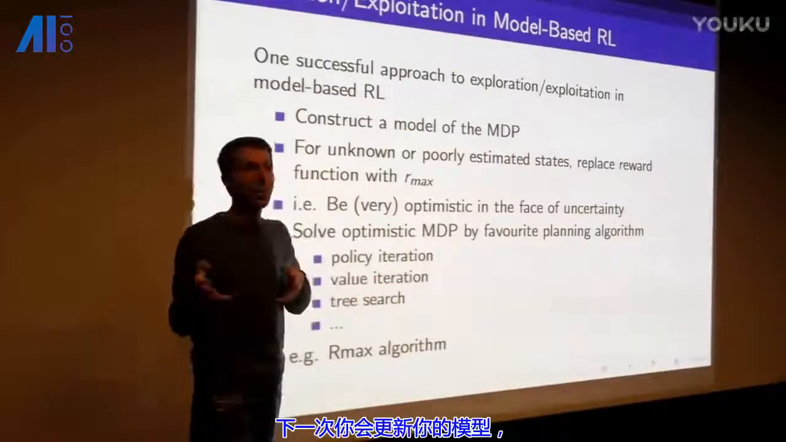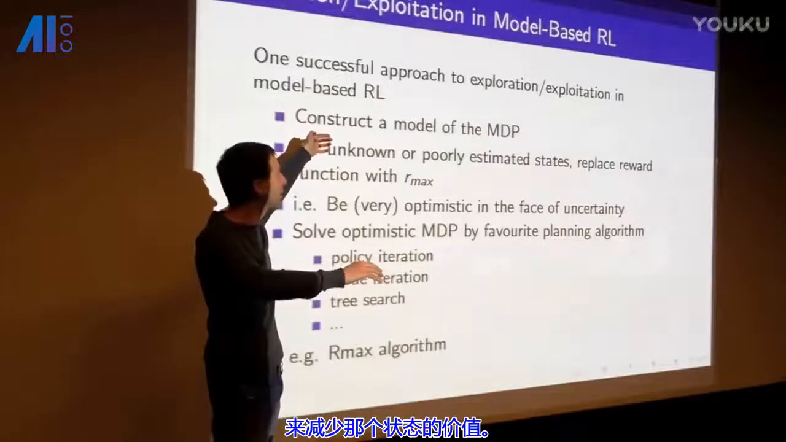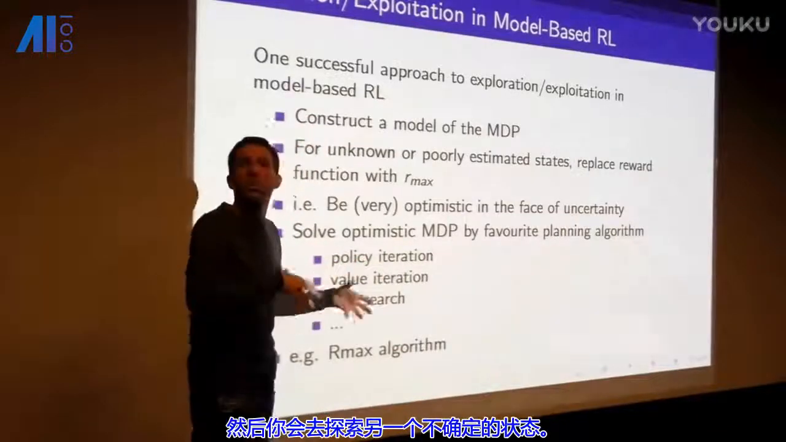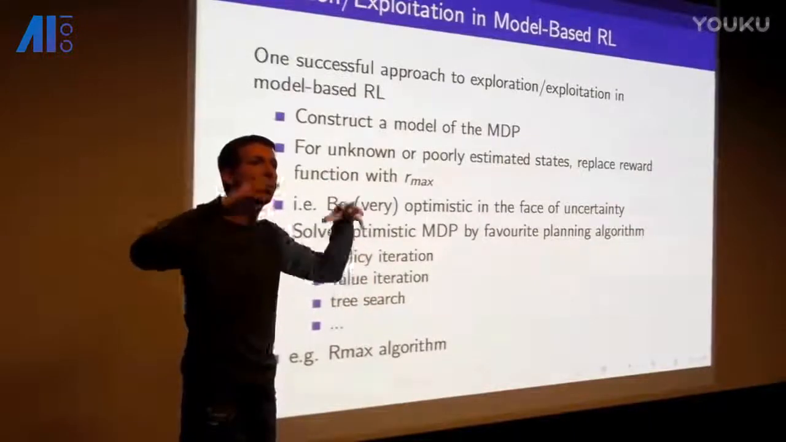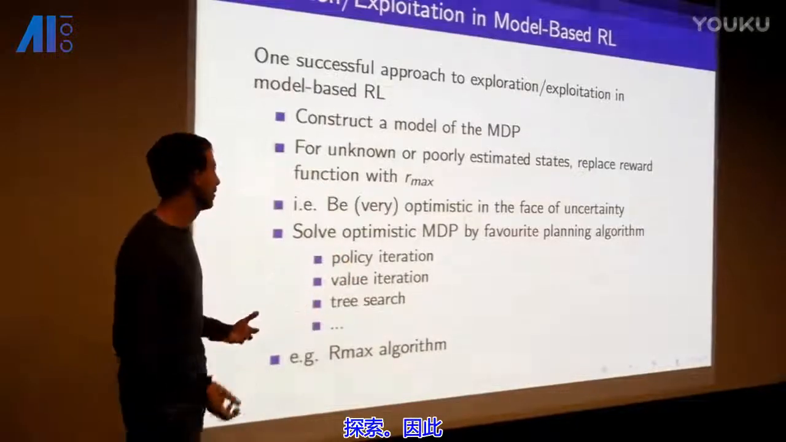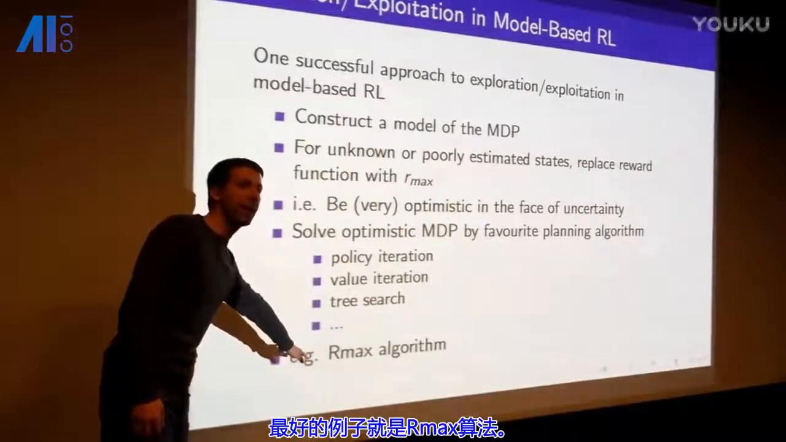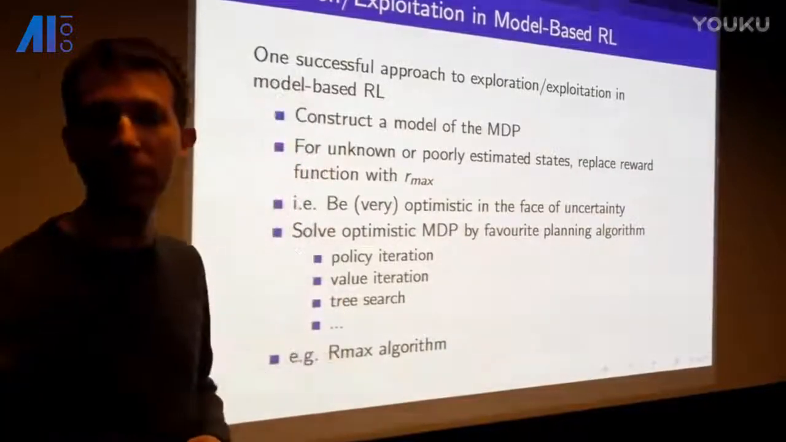Next time, you update your model to reduce the value of that particular state. And then you solve again, and it will encourage you to the next heavenly state, until you've suppressed all of the rewards down to realistic values. So it gives you very systematic exploration. The best known example of that is the RMAX algorithm, or E cubed is another variant of these ideas, many variants there.